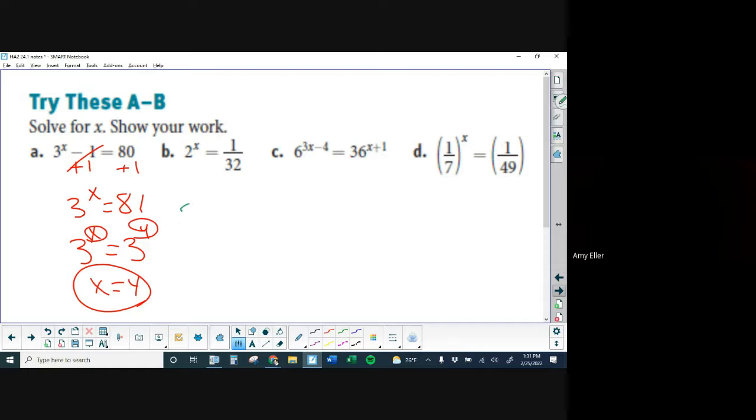I have 2 to the x. I need to write this as a power of 2. Think of it this way. 2 to what gets me 32? 2 to the 5th is 32. So 2 to the negative 5th is 1 over 32. So this can be rewritten as 2 to the negative 5th. And my answer is negative 5.